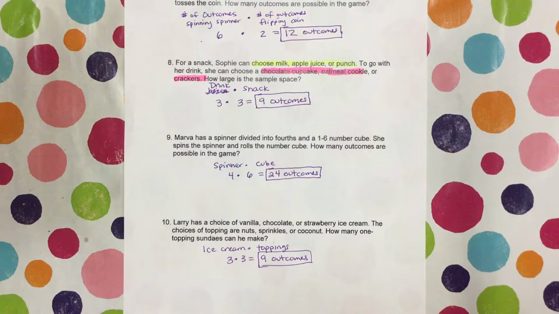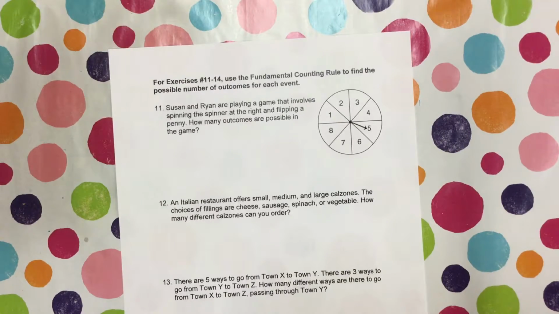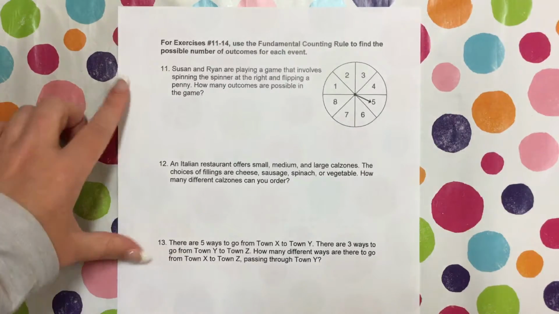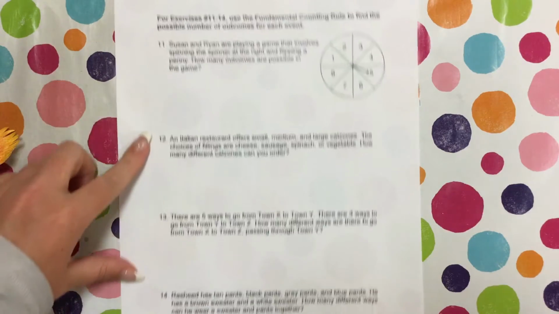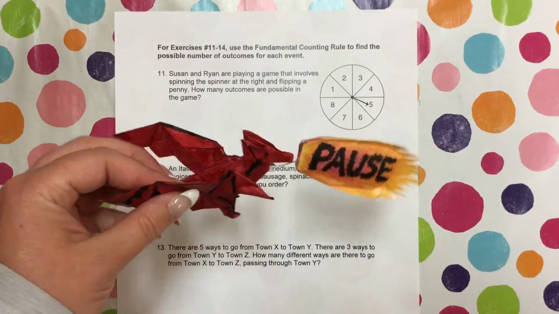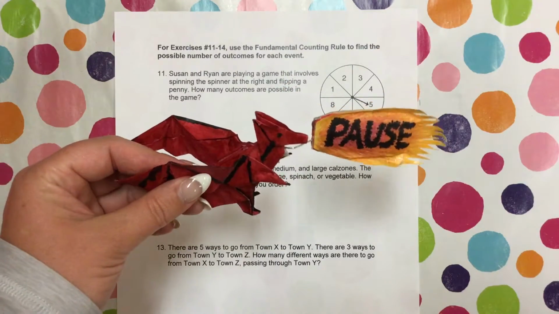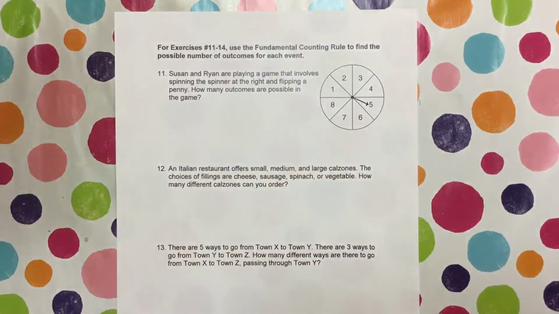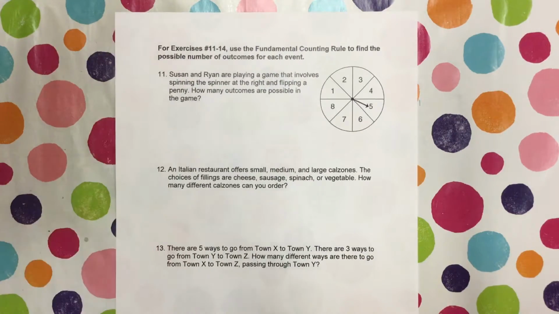So only one topping, okay? So what we have is we have ice cream. The options for ice cream are gonna be multiplied by the options for toppings. So how many options are there for ice cream? Well, there's vanilla, chocolate, or strawberry. So that's 1, 2, 3. Multiplied by the number of toppings. Well, we have nuts, sprinkles, or coconut. So there would be 1, 2, 3 options there, which we would just multiply. 3 times 3 is 9. And so there's 9 outcomes. Oh my goodness. If you did that one right, amazing, amazing, amazing. I just have to say I love the fundamental counting rule. This is so much easier.